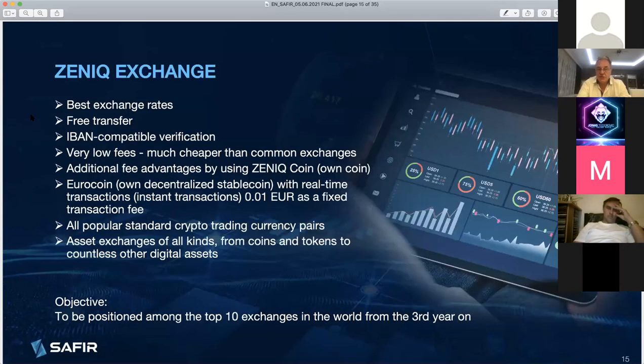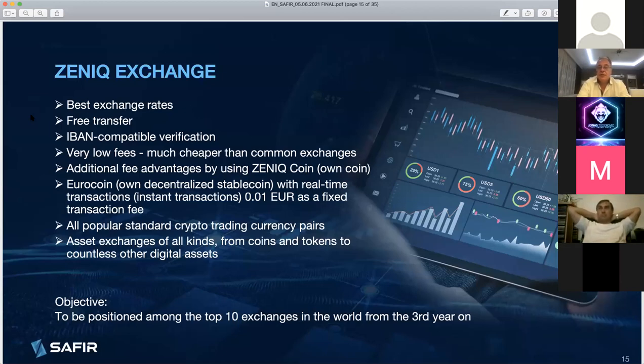The ZENIQ exchange will be launched at the end of this year, or just at the beginning of next year. Now we are running the beta test over the whole exchange. It will hold absolutely the best exchange rates that you can find. There are free transfers inside the exchange. It's IBAN compatible, which means that you can connect this to your IBAN bank account that is supplied from our banking partner.